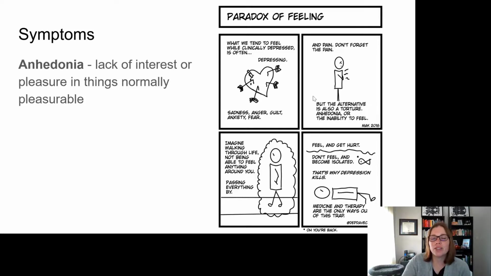The paradox of feeling, this little comic here talks about the anhedonia, or the inability to feel. Imagine walking through life not being able to feel anything around you, passing everything by. So it really is one of those symptoms that I think also makes it very difficult to want to participate in anything because you are having that lack of interest and a lack of pleasure when you are doing something.